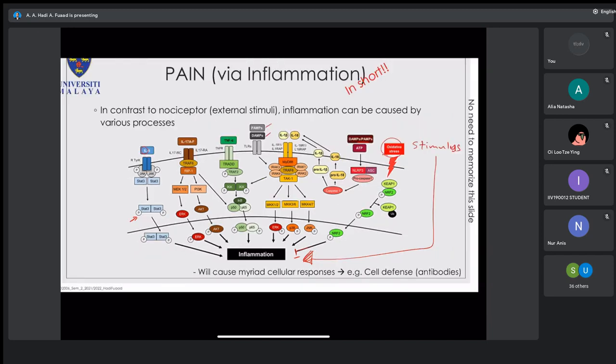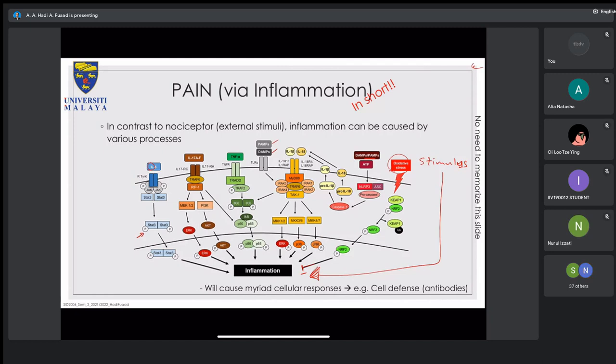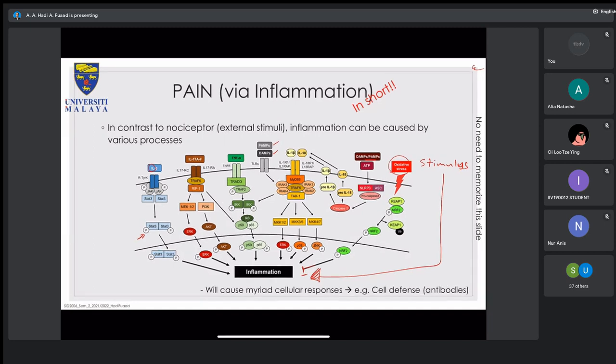Suffice it to know that there are myriad responses that can lead to inflammation, and this inflammation not only causes pain, but the pain itself is also a signal to tell your body that there is a foreign object, something is wrong. So it initiates cellular defense, and part of it, for example with vaccines, is antibodies. That's why I'm sure most of you have had at least a little bit of headache or slight fever. Fever is also caused by inflammation down the line. And from the fever itself, your body develops protection, thus producing antibodies.